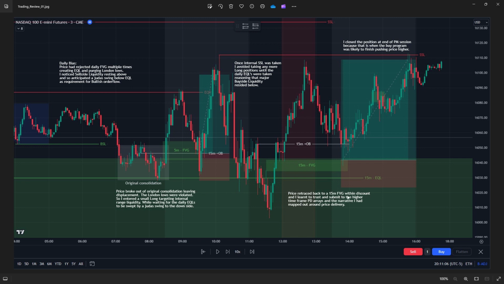Price retraced back to a 15-minute fair value gap within a discount, and I learned to trust and submit to the higher time frame PD arrays, which is something I've been struggling with, and the narrative I had mapped out around price delivery. Your analysis is going to be much better than snap decisions in the moment based on emotions. I closed the position at the end of the PM session. This one actually did happen. I legitimately did get this right.